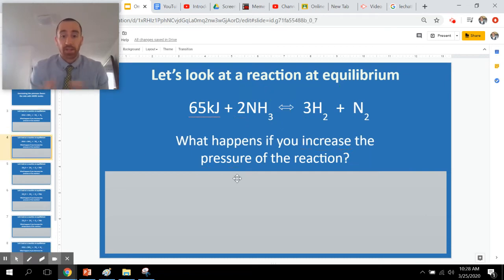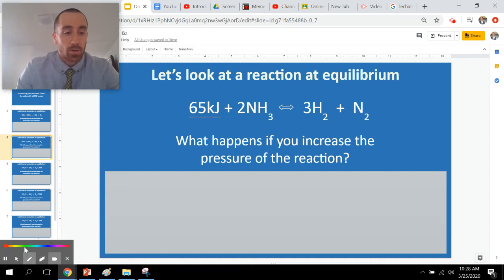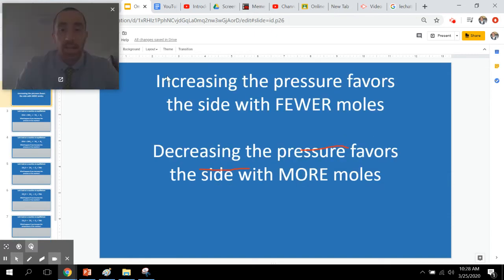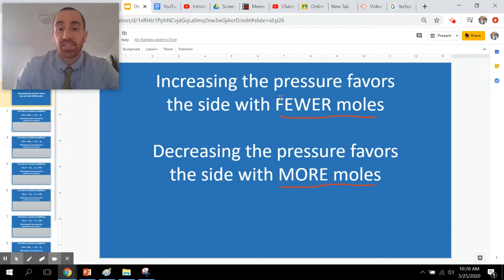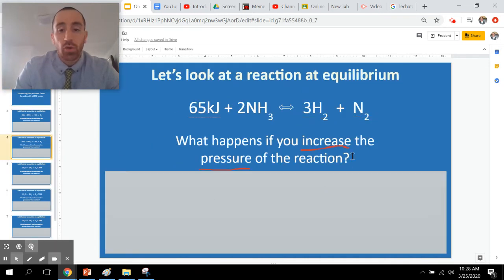Okay, the opposite. It's the same equation. Nothing else has changed, excuse me, except now we are going to increase the pressure. Okay, so what happens if you increase the pressure? Again, go back to your rule. An increase in pressure favors the side with fewer moles. So we're going to favor the side with fewer moles.